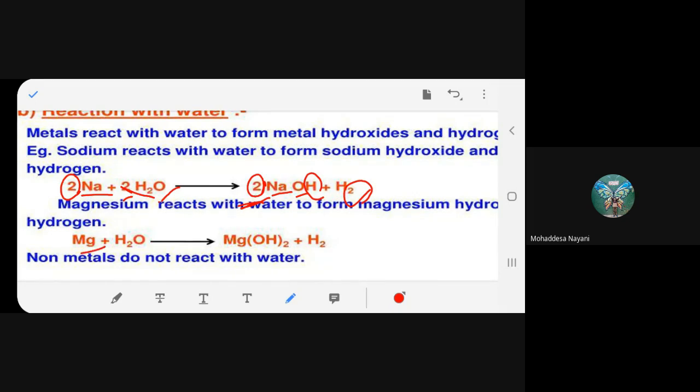In the other case, magnesium is 1, magnesium is 1. Hydrogen is 2 here and 2 there, right? It is not balanced. So what will we do? Hydrogen is 2 and 2, 4. So to make it 4, we will put 2 over here. So hydrogen becomes 4. Oxygen is 2, and oxygen is 2. Right, beta? Magnesium is 1, magnesium is 1. So this is how it is balanced. Is it understandable? Yes, ma'am. So metals react with water, but non-metals do not react with water.